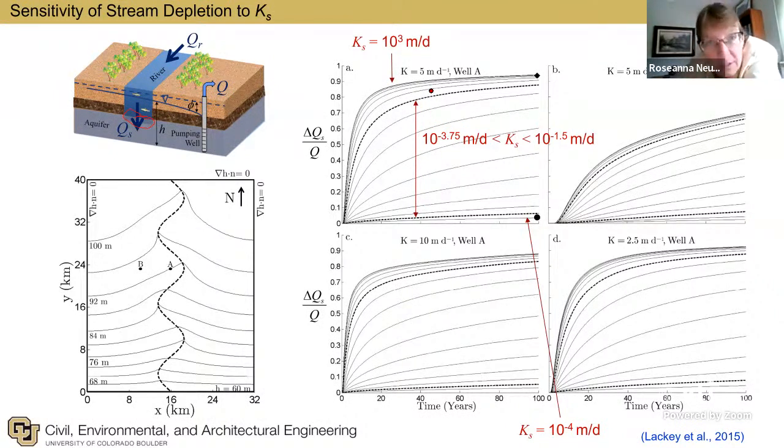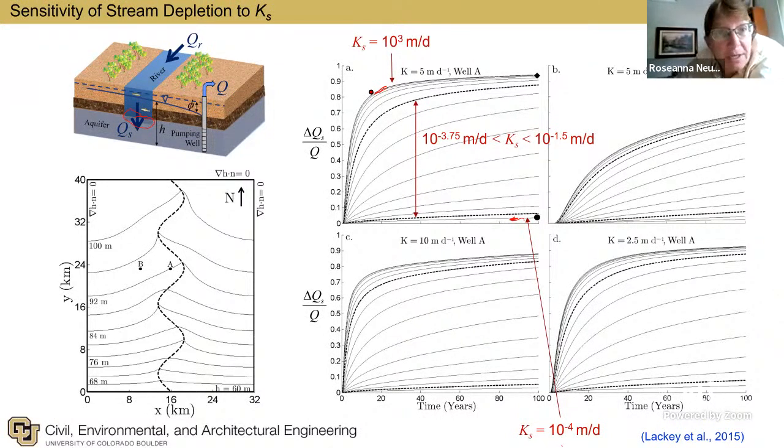So I'm sorry, I'm saying it wrong. From 10 to the minus 4 meters per day, that's this lowest line down here, to 10 to the plus 3 meters per day, that's the top line on top. So if the hydraulic conductivity of the stream bed is really low, most of the water that the well is pumping will come from the aquifer because it's hard to get water from the river to cross the stream bed.